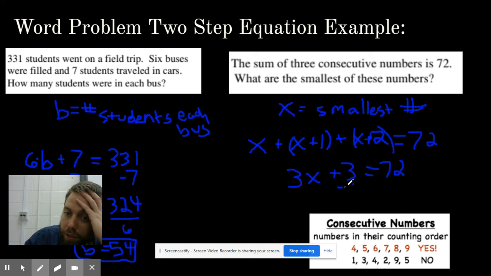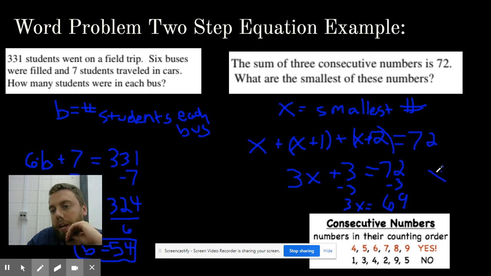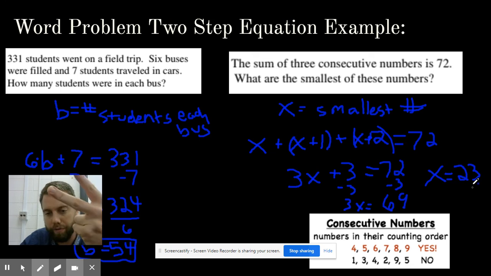Now to solve this, we subtract 3, which gives us 69. 3x equals 69. And divide both sides by 3. I ran out of space there, but x is equal to 23. Meaning that is our smallest of the numbers, though the three consecutive numbers would be 23, 24, and 25.